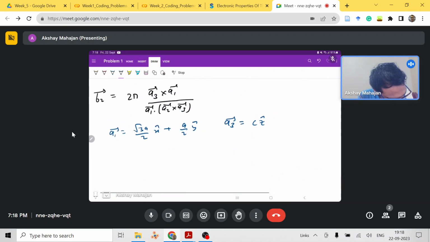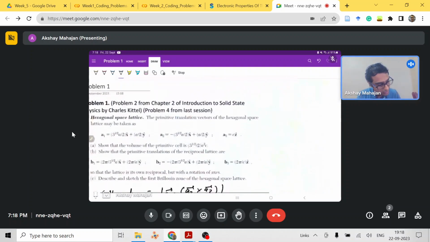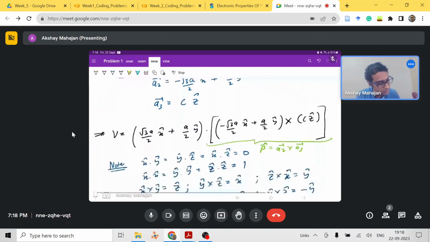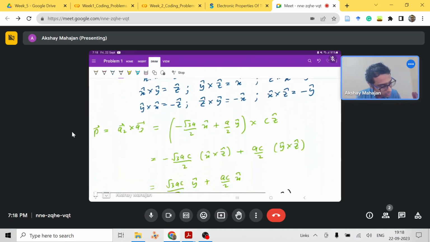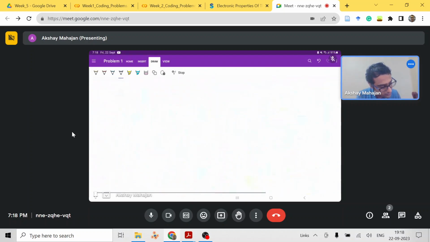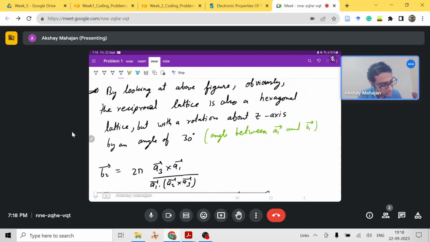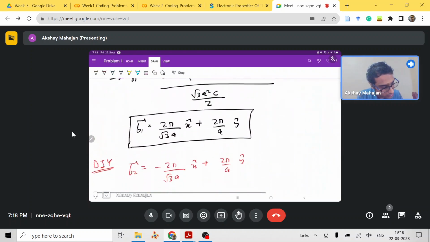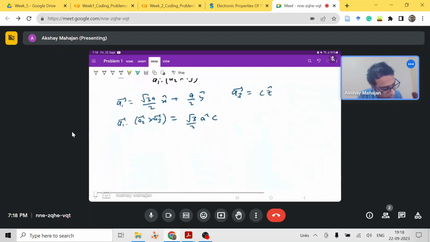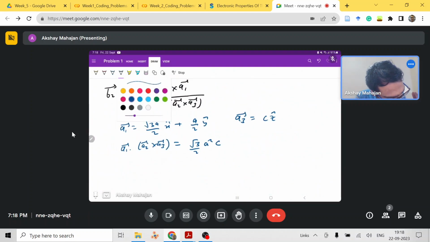So from here, first we also know that a1 vector dot a2 vector cross a3 vector, that we have found, is basically the volume. You just take the modulus value, and in this case we got the value as root 3 by 2 a square c. So this we already know, and the only thing I guess we have to find is a3 vector cross a1 vector, so let's just do it.